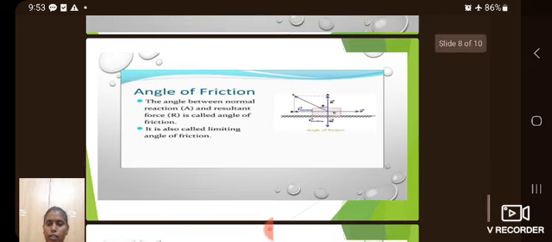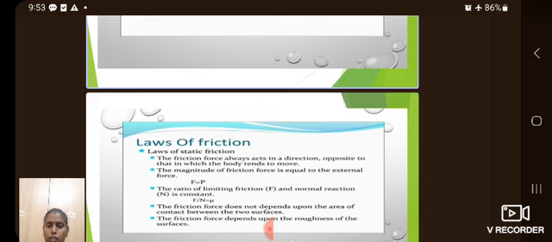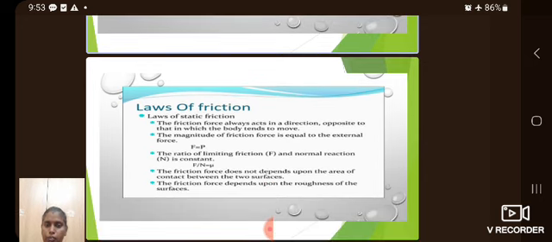Then now we will see the angle of friction. Laws of friction. The law of friction is defined as F by N equal to mu.